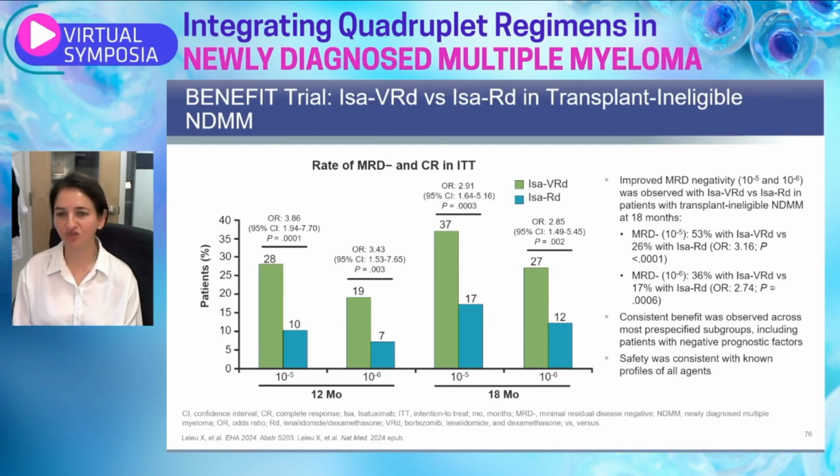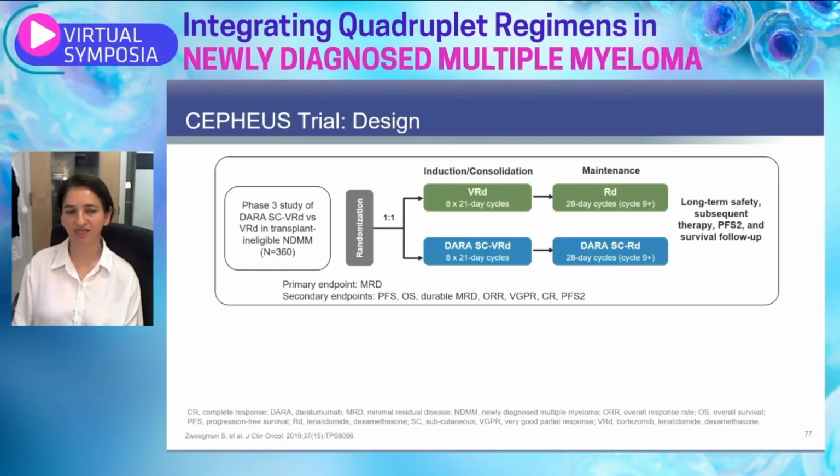So patients who achieved MRD negativity at a rate of 10 to the minus 5 with Isa-VRD was 25% compared to just about 10% at 12 months, and this depth of response kept increasing at the 18-month time point with the addition of bortezomib to the backbone of the anti-CD38 with lenalidomide and dexamethasone.